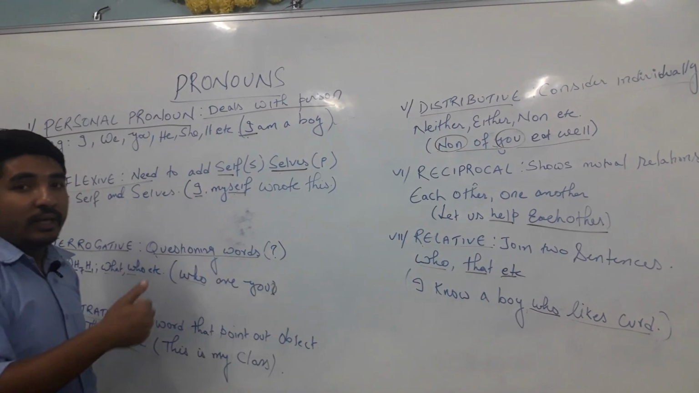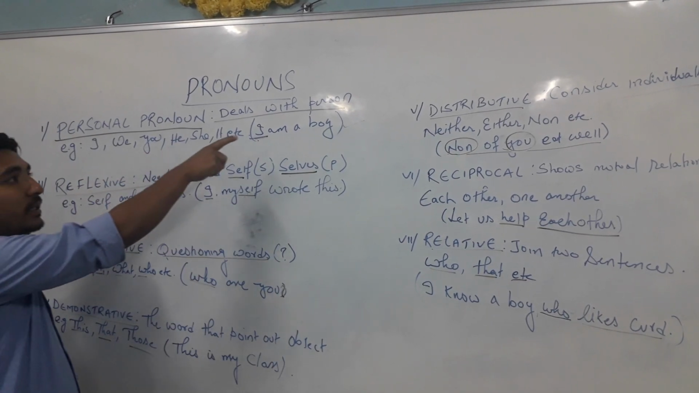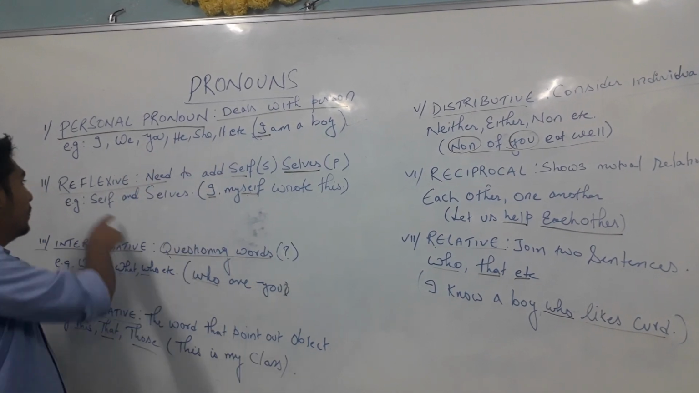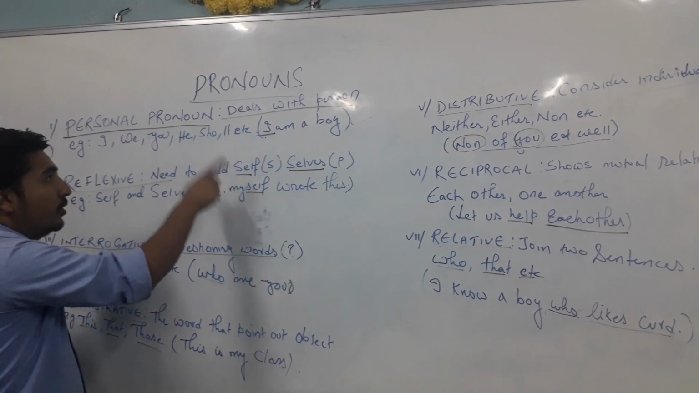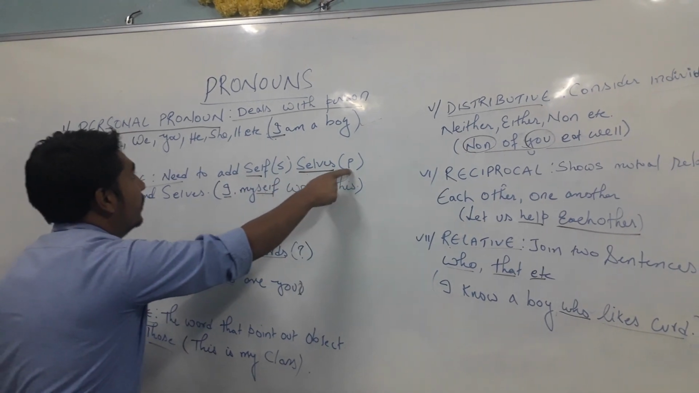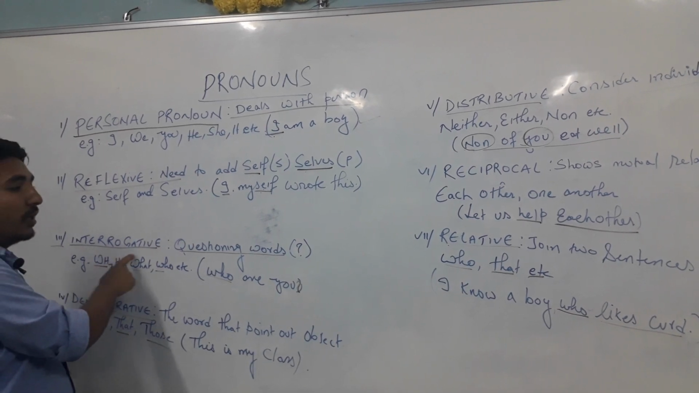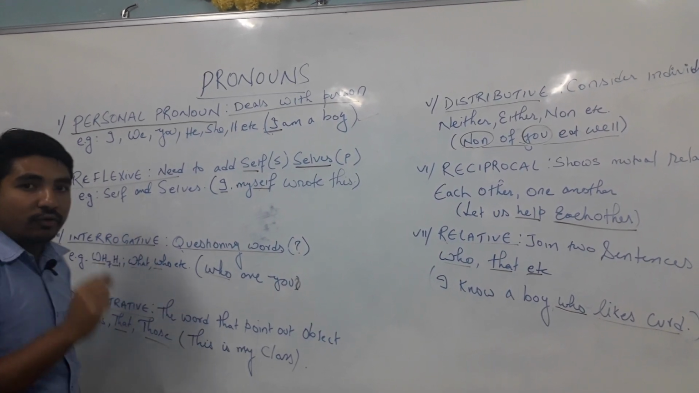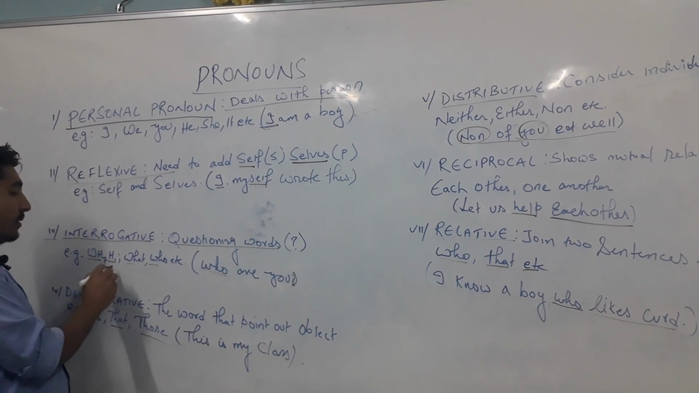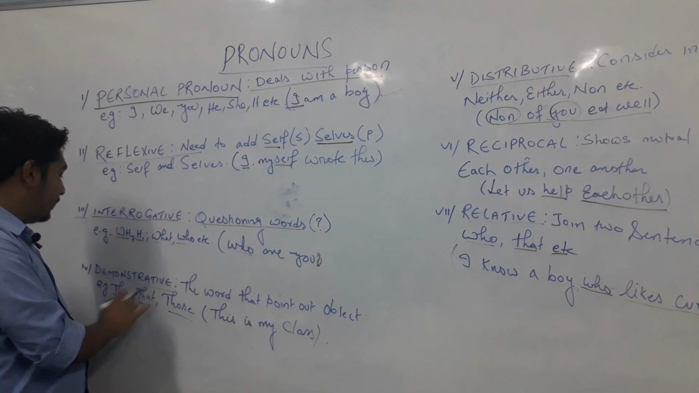Now let me explain all this in a gist. A personal pronoun deals with a person. You can see I, we, you, he, she, it. And a reflexive pronoun, you just need to add self in singular, selves in plural to a personal pronoun to emphasize more. So an interrogative pronoun, question. So it is a questioning. So you can see the W's and H, please remember. Using them, you can make an interrogative pronoun.